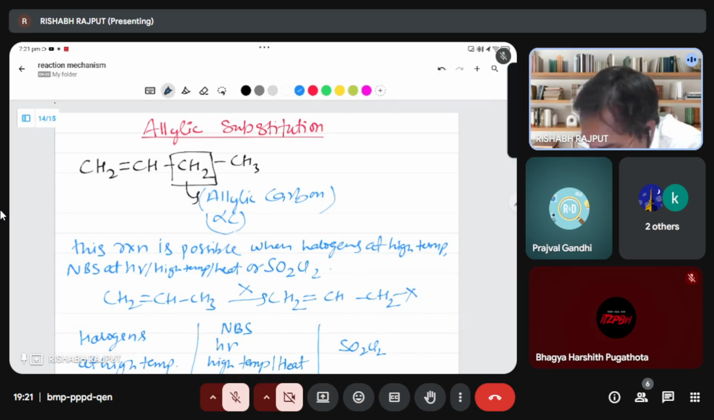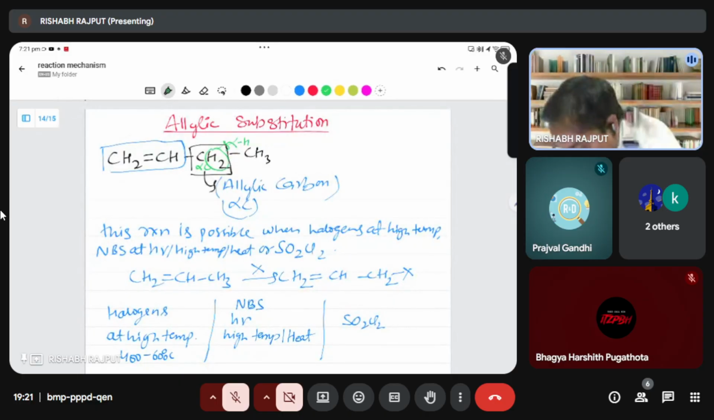See, this is an allylic substitution. I am starting now. What happens if you have a carbon attached to the alkene group? That is the allylic carbon. We can say alpha carbon. Attached to this alpha carbon, all hydrogens are alpha hydrogens. You already know this.